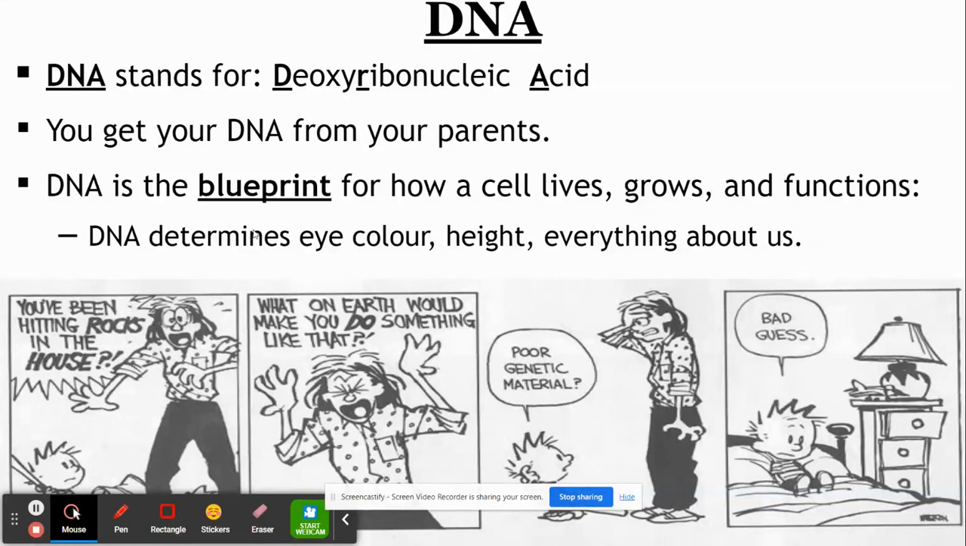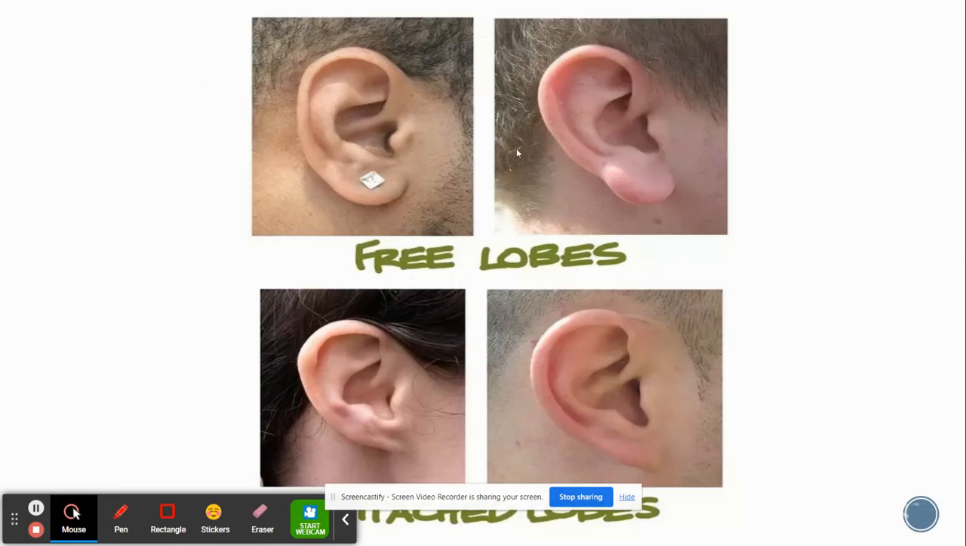We say that DNA is the blueprint for how a cell basically does everything, how a cell lives, grows, and functions. So everything about you is determined by your DNA. The DNA is like a set of instructions, like blueprints, for what you will look like. So DNA will determine your eye color, your height, what diseases you're more prone to, and so on. So here's an example of what DNA can determine.